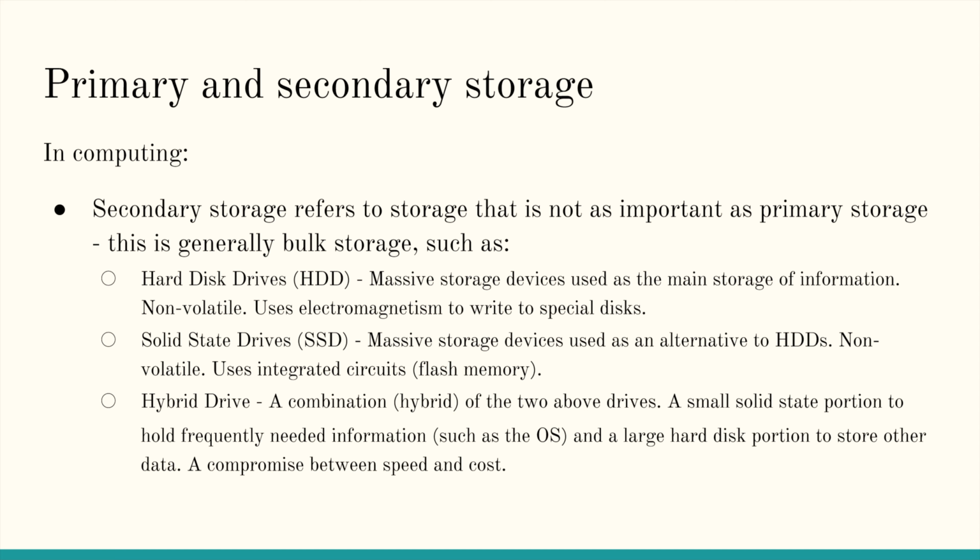So with a hybrid drive, you have the small, fast bit, so it's not as expensive to put on, but only the most frequently accessed information, such as the operating system, is stored on that. Then we also have the large, cheap portion, which we use to bulk store the rest of our data.